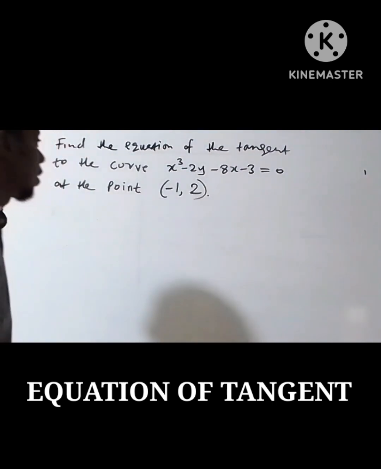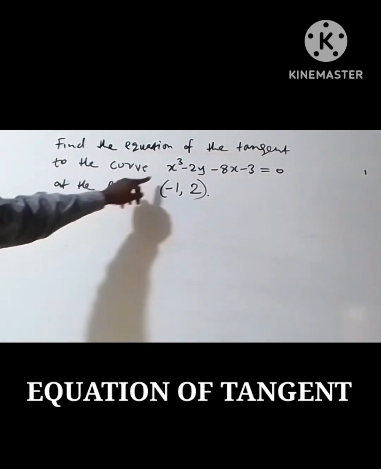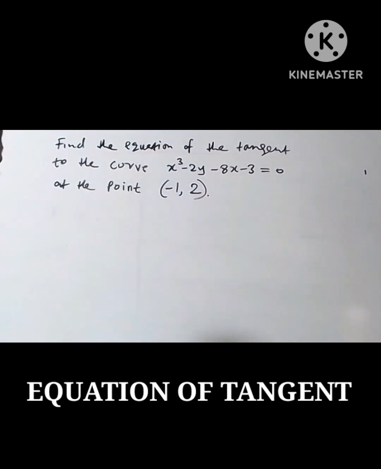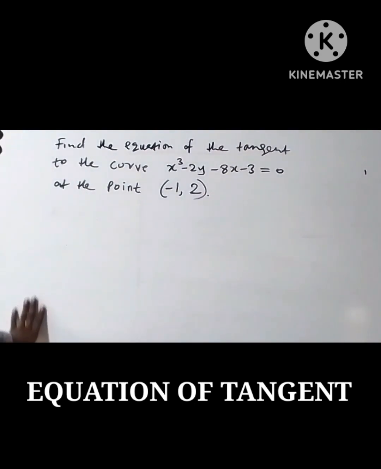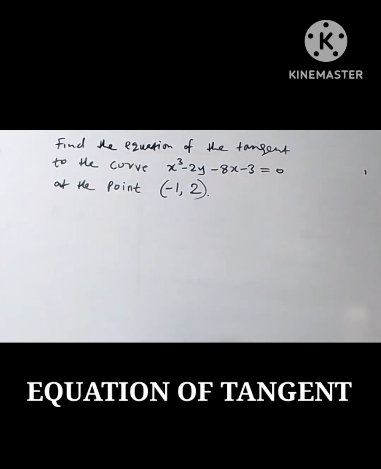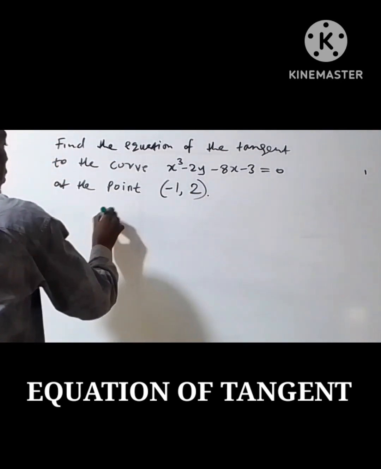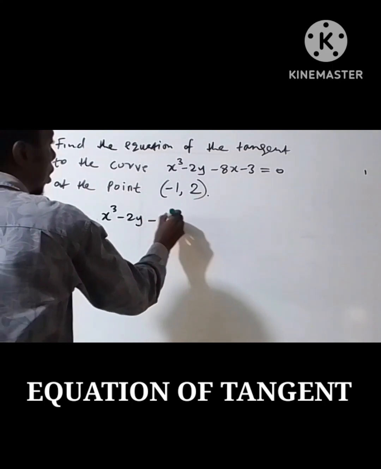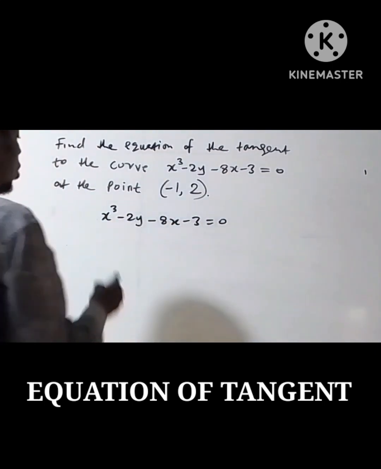Welcome to this segment. Find the equation of the tangent to the curve x cubed minus 2y minus 8x minus 3 equals 0 at the point (-1, 2). So here we will need to get the slope, and to get this we will have to differentiate the given equation. So here we will have to differentiate all of them.